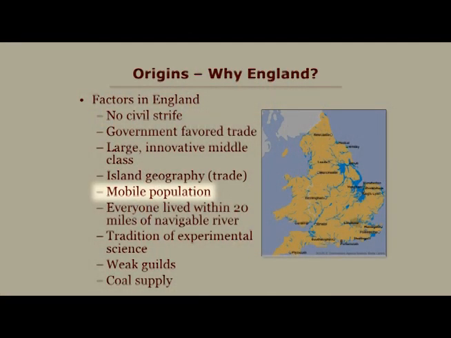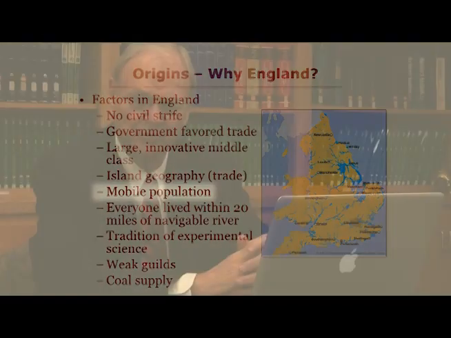So trade was very, very important in England. The population in England became quite mobile. One of the reasons for this is that the elder son always inherited the land. That meant that younger sons had to find other places to go to make their money. Well, sometimes they'd go into the clergy and sometimes they'd go into the army, but sometimes they went into the merchant class. And therefore, that caused some respectability in the merchant class and an infusion of people.